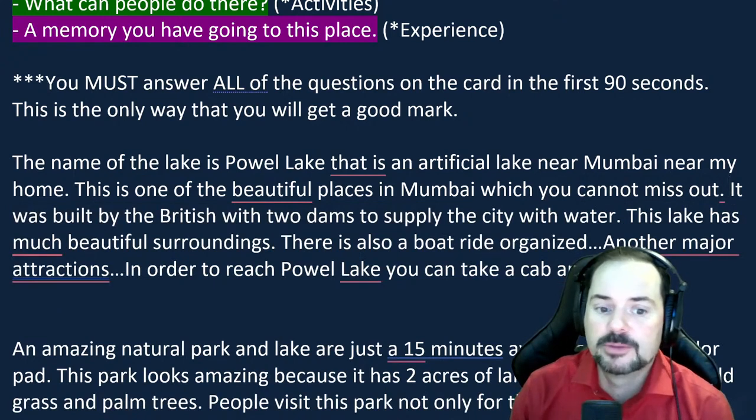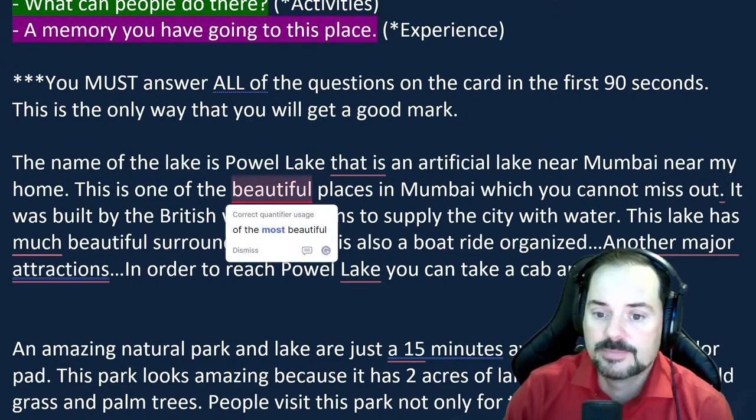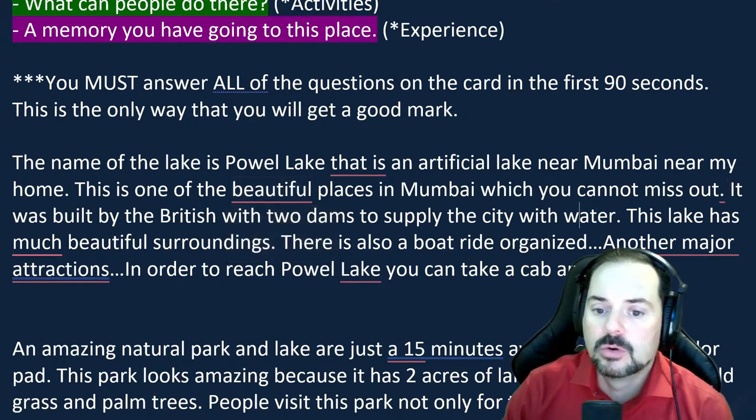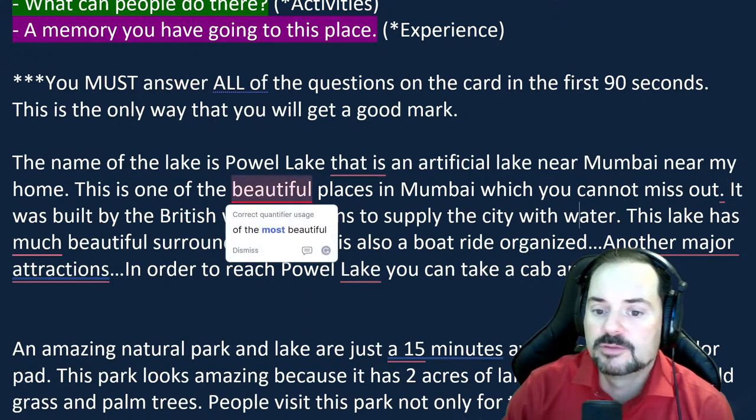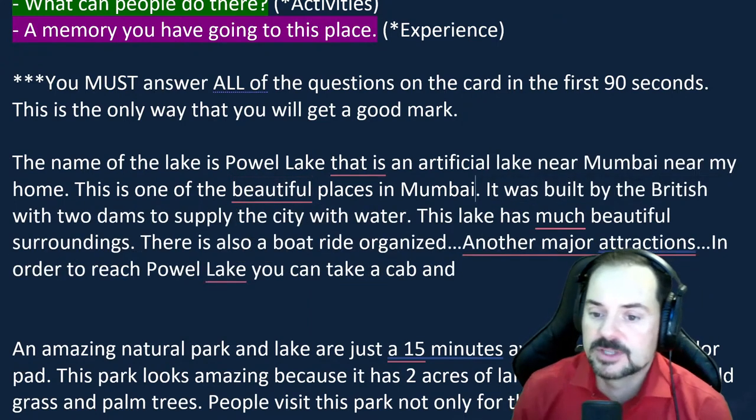It was built by the British in the 1800s. It has 2 dams to supply the city with water. Okay. So you said this is one of the beautiful places in Mumbai which you cannot miss out. You can take out that part as well.